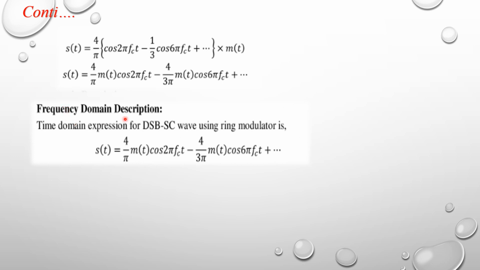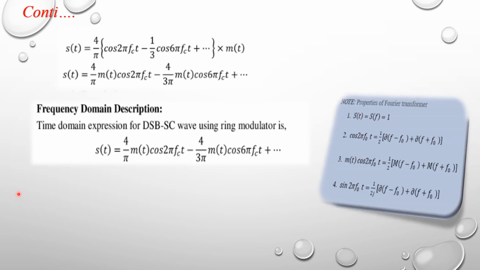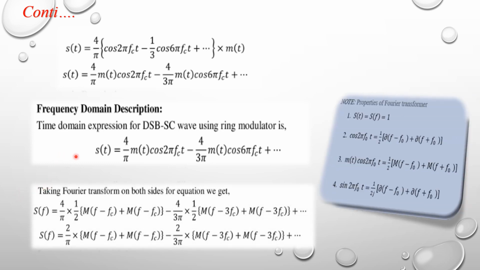In the frequency domain description, we know that s(t) = (4/π) m(t) cos 2πfct − (4/3π) m(t) cos 6πfct. If you want to convert the time domain equation into the frequency domain, we have to take the Fourier transform on both sides. This is the time domain equation, and it is in the form of m(t) and cos 2πfct.